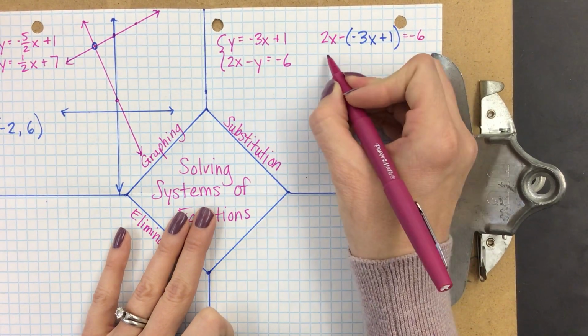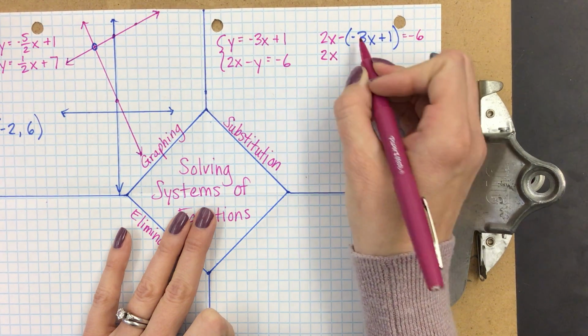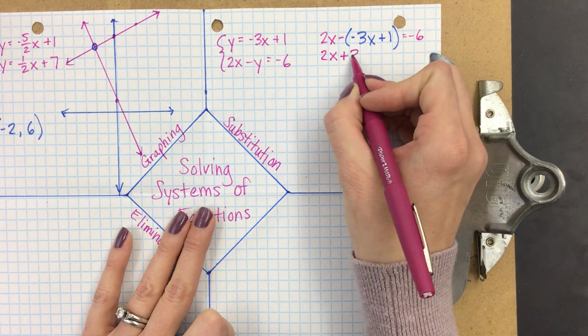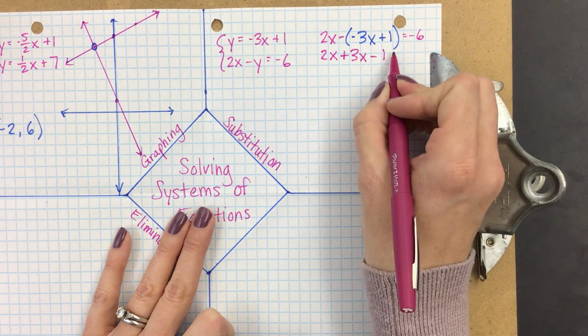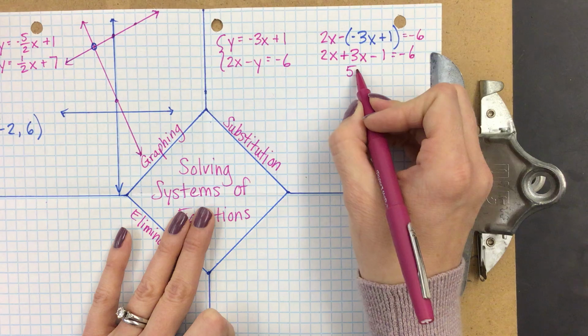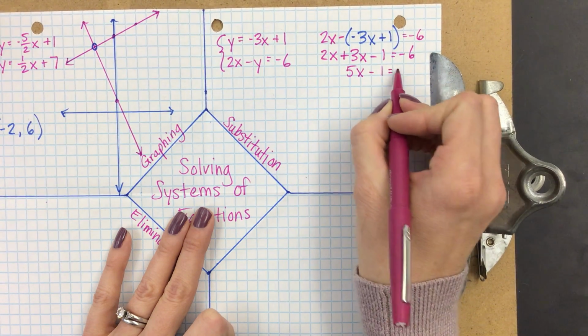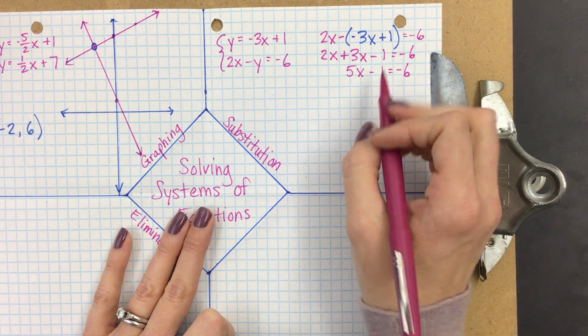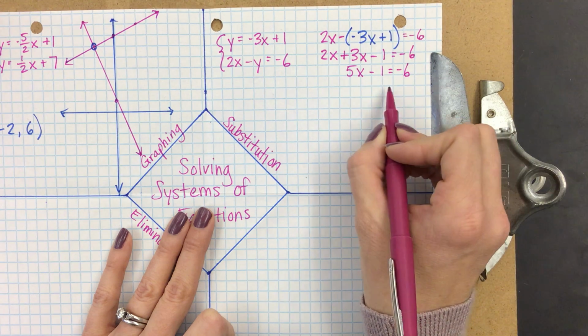Now I can go through and simplify. Make sure you're distributing the negatives. So this is plus 3x minus 1 is equal to -6. Combine like terms. And then solve for x. So I'll add 1 to both sides.